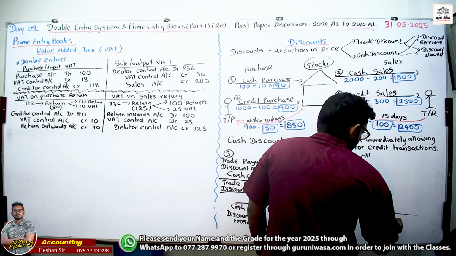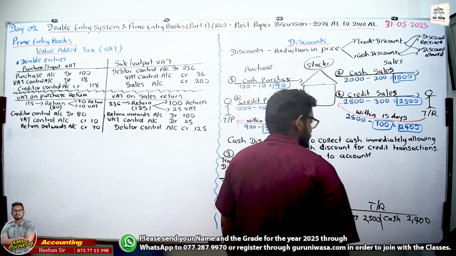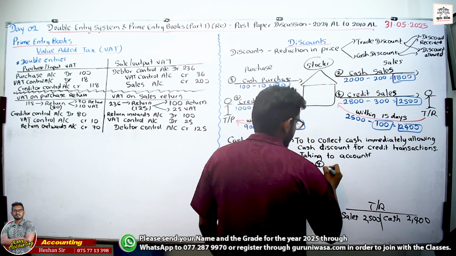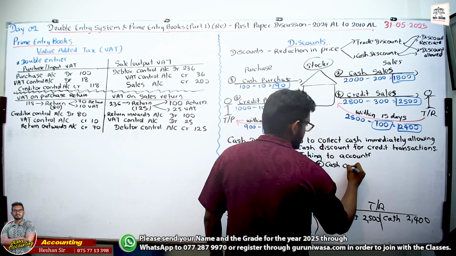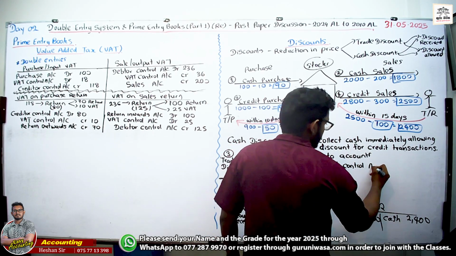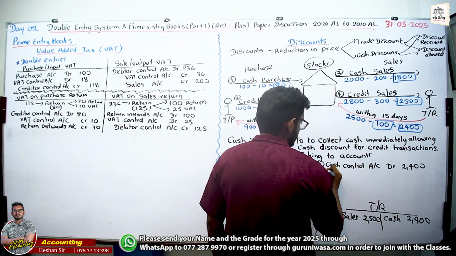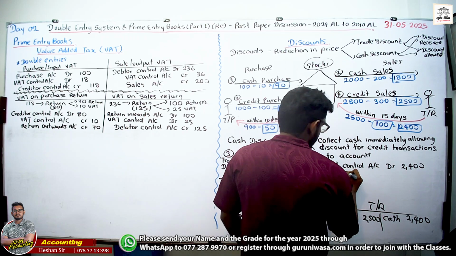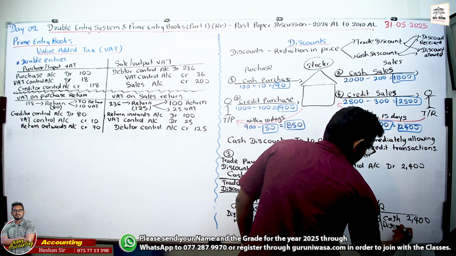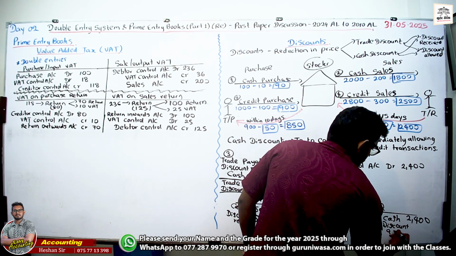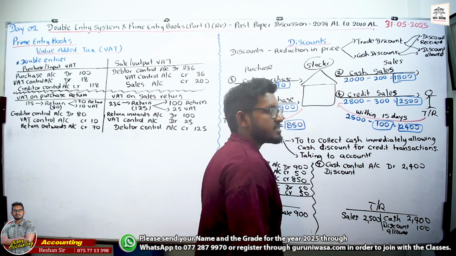I'm receiving the payment only for 2,400. Cash control account debit. Credit the cash control account, debit 2,400. Discount allowed account, 100. It is an expense to the business.